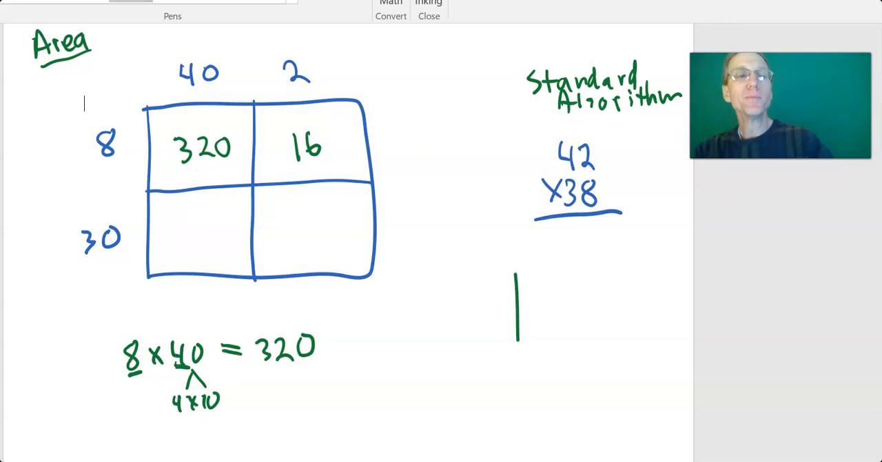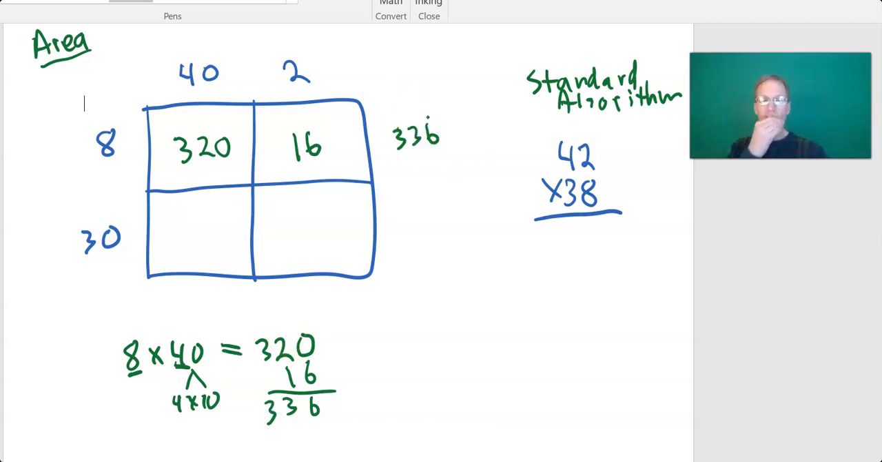So let's go ahead now and add those two partial products. So if you add 320 and 16, I'll just do that down here. I'm adding those two partial products, 6, 3, and 3. So that's 336. So where does that show up on the standard algorithm? Let's watch. We'll multiply times 8 just like we did over on the area model. 8 times 2 is 16, except this time we put down 6, and 16 means 6 ones and 1 ten, so we get to put that in the 10 spot. 8 times 4 is 32, plus 1, 33.